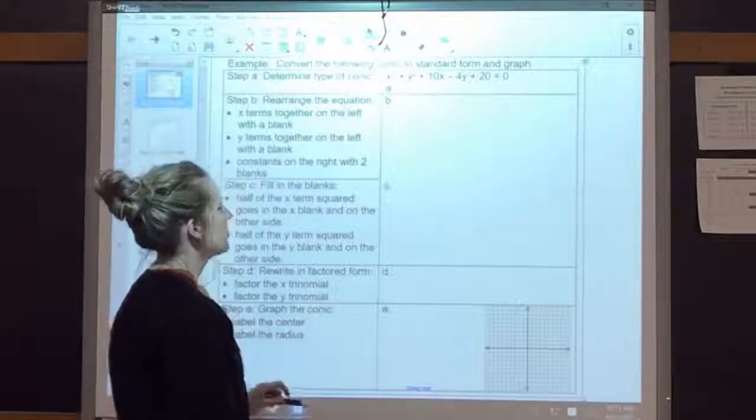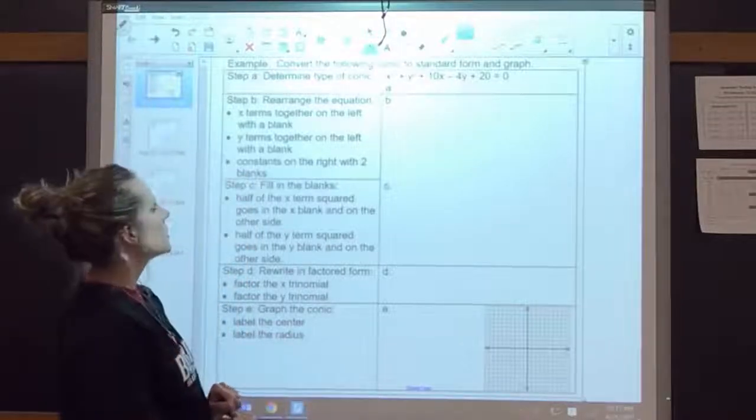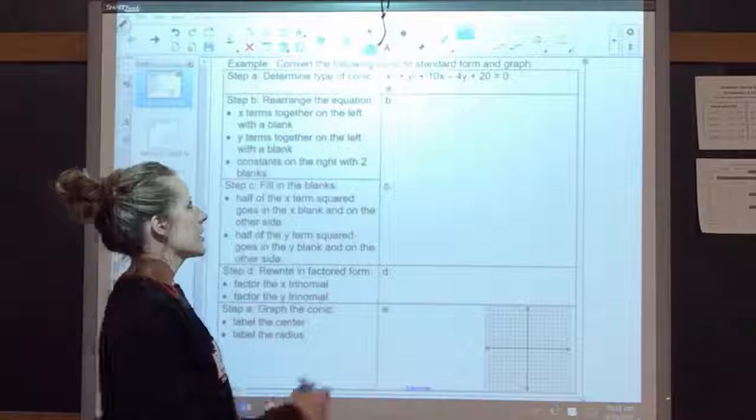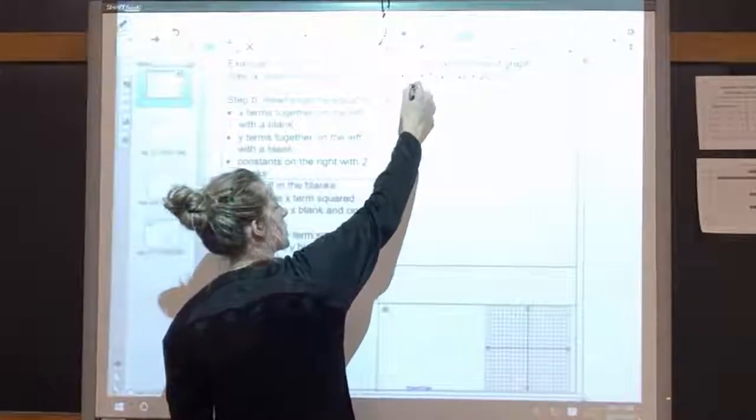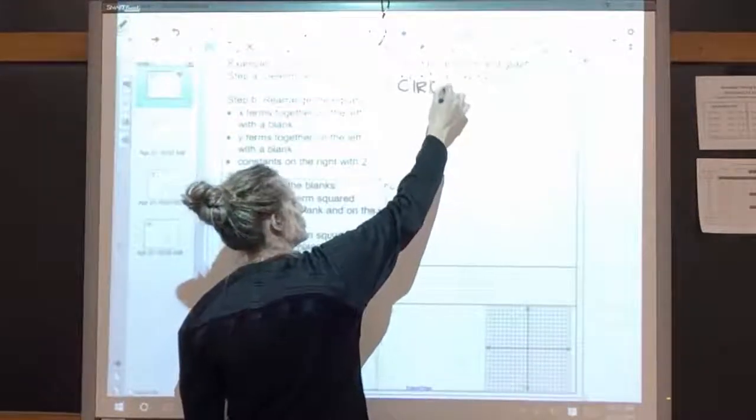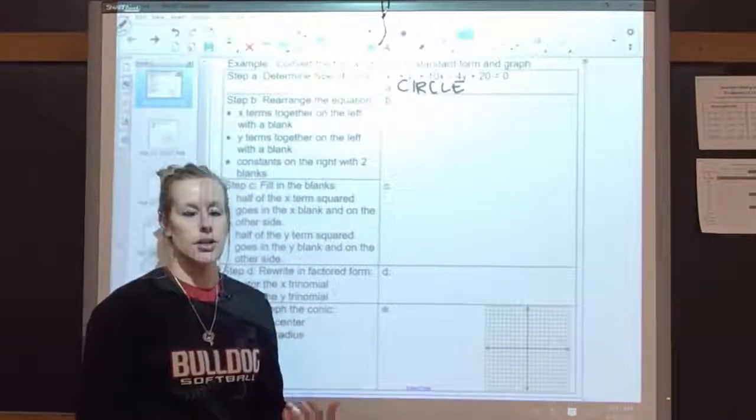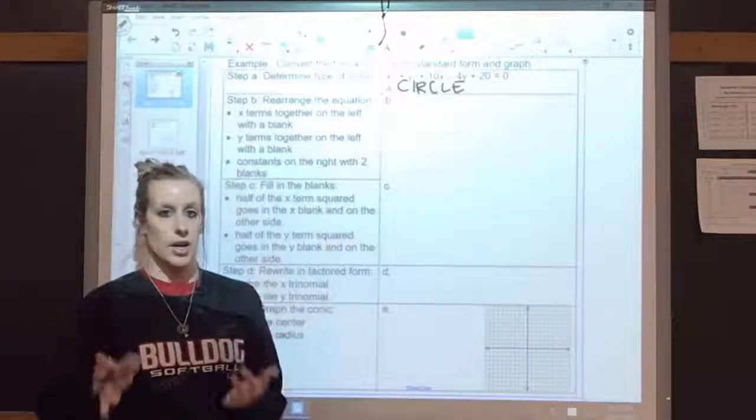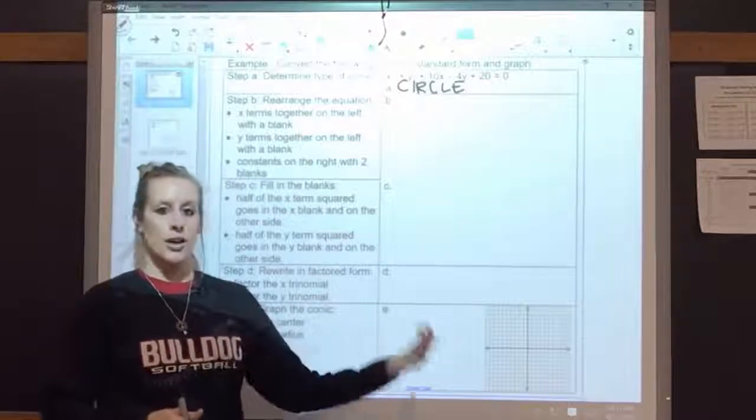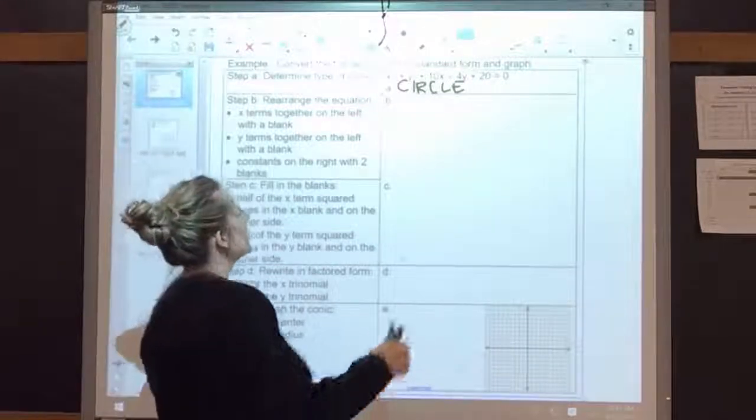So, you're going to determine the type of conic. Since you have an x squared and y squared, this is a circle. So since it's a circle, we're going to keep all of our variables on the same side and then move our constant to the right.